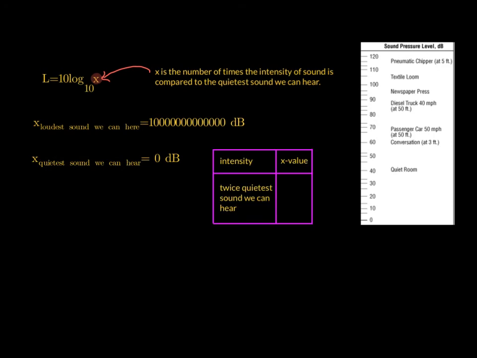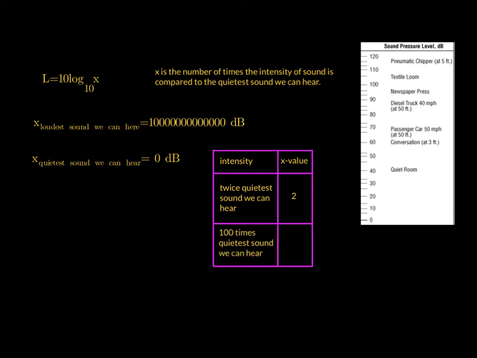Now this system is built so that the quietest sound we can hear is 0 decibels, and we use this equation here to calculate the loudness in decibels, where x represents how many times the intensity of sound is compared to the quietest sound we can hear. So if something is twice as loud as the quietest sound we can hear, then its x value is 2. If it's 100 times more intense than the quietest sound we can hear, then its x value is 100.